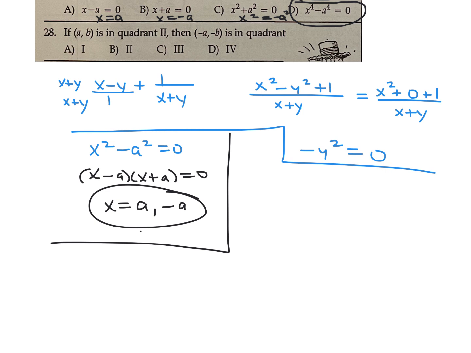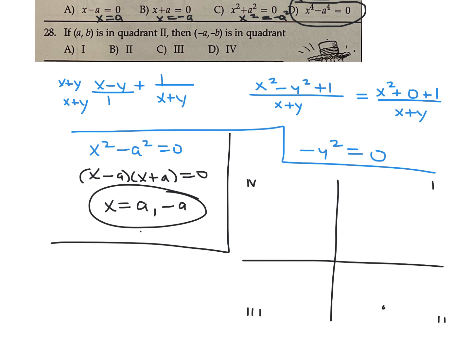If A, B is in quadrant 2, then minus A, minus B is in quadrant what? Okay, so what are the quadrants? Does anybody remember? This is the first quadrant, this is the second quadrant, this is the third quadrant, and I believe this is the fourth quadrant. So quadrant 2, you have minus A, minus B. Okay.